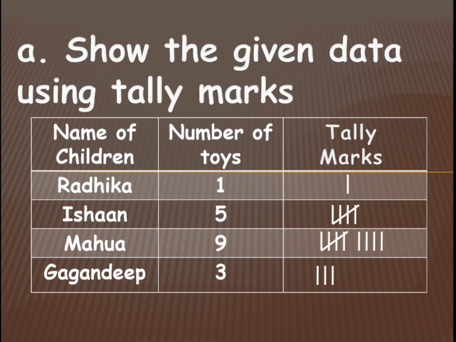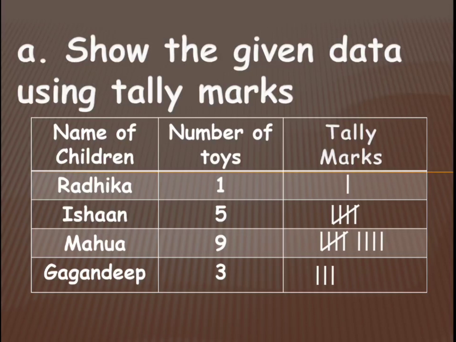How many toys does Ishan have? 5 toys. So you have to write 5 there. How many toys does Gagandeep have? 3 toys. So you'll write 3. In that way also you might get questions where you have to read the question and write how many there are. According to the question you need to answer. So that is nothing but organizing the data, handling the data information.